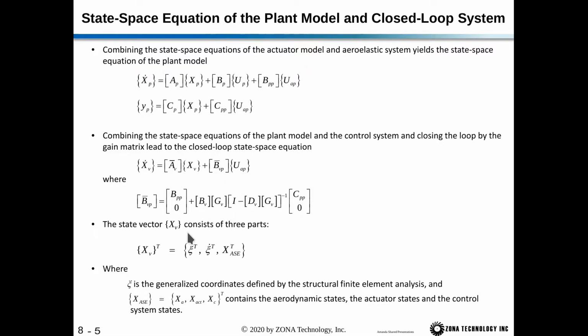Now the state vector XV consists of C dot, and XASE, where this XASE is made up of our lag states, our actuator states, and our control system states.